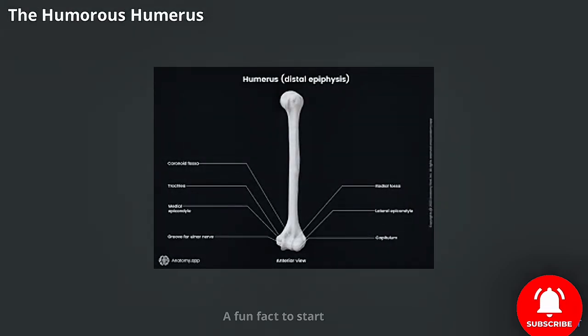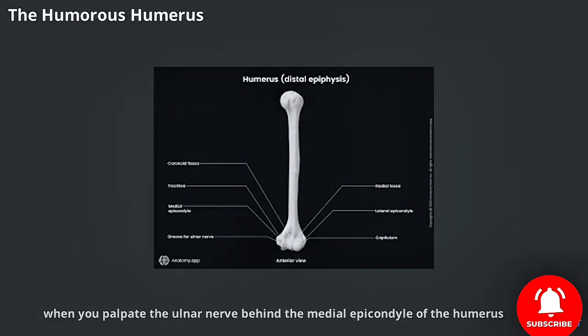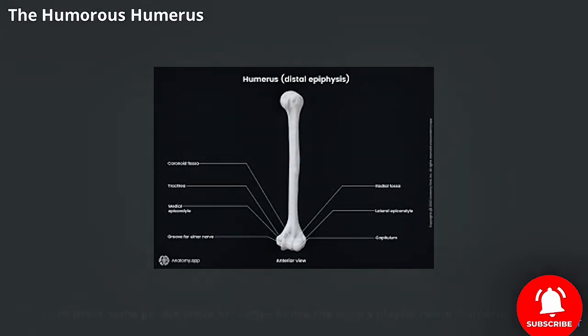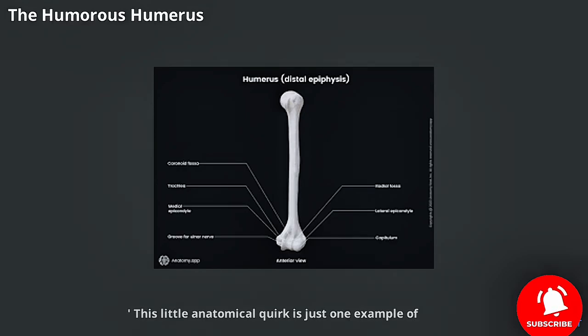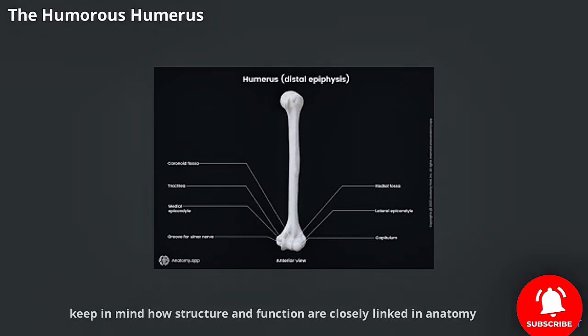Fun fact to start, when you palpate the ulnar nerve behind the medial epicondyle of the humerus, it can make some people smile or laugh, hence the bone's playful name, humerus. This little anatomical quirk is just one example of how the upper limb bones interact with nerves and muscles, influencing both movement and sensation. As we move forward, keep in mind how structure and function are closely linked in anatomy.